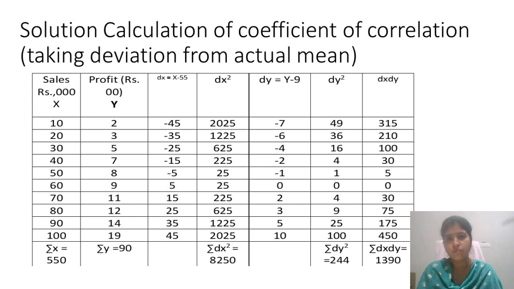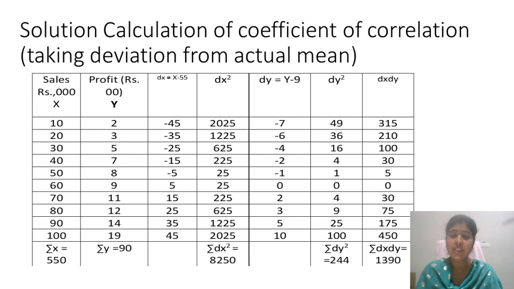Based on the y column, the fifth column we have done. Square of all that is dy square. 7 square is 49. 6 square 36. 4 square 16. 2 square 4. 1 square 1. 0 square 0. 2 square 4. 3 square 9. 5 square 25. 10 square 100. Total of dy square is 244.